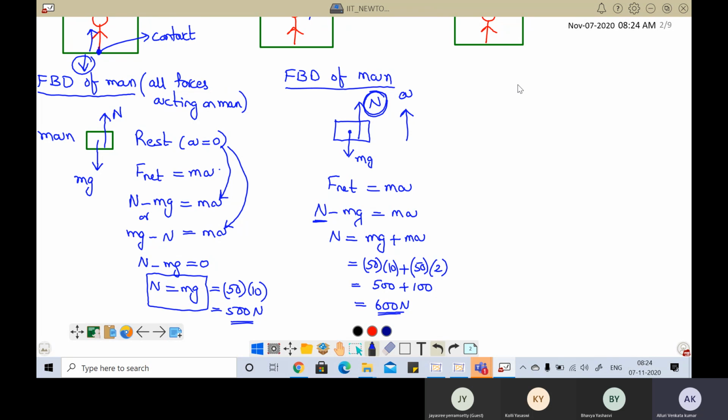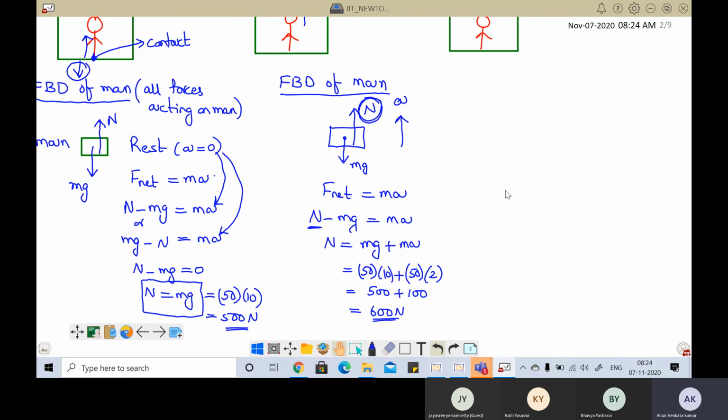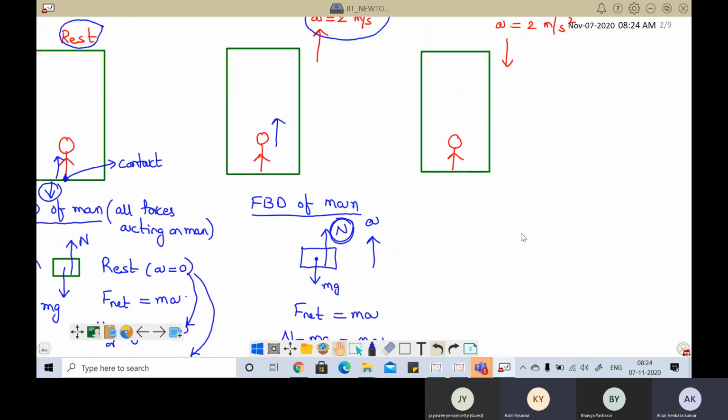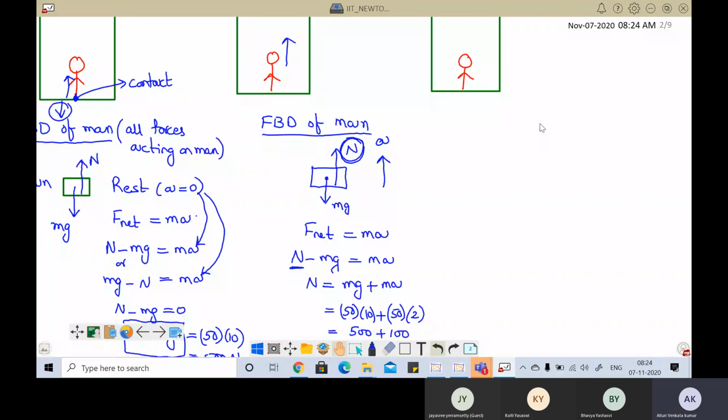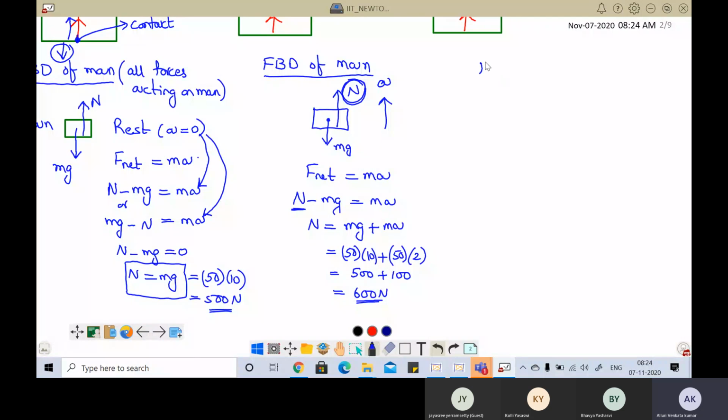Now let us see the third case. In the third case, the lift is going which side? Downwards. So that means when you draw the free body diagram of the man here, what are the forces? First force is the gravitational force, mg. Then the normal reaction. Next, is this man moving upward or downward?